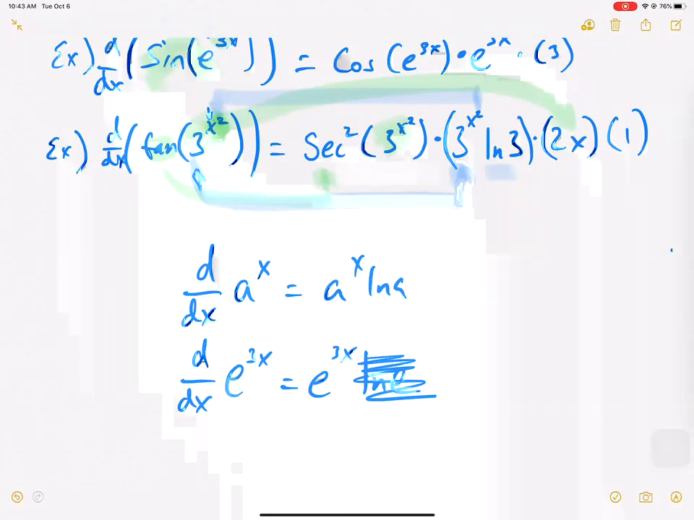Which is kind of cool because it means the rule works. There's no special reason. We just get to cheat our way through it, shortcut it. So it's really just a shortcut.